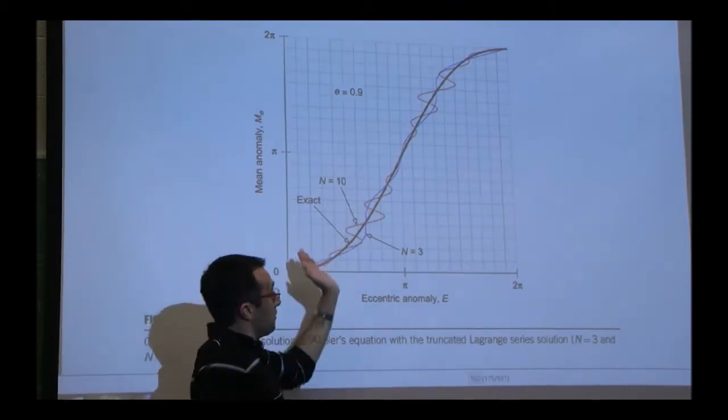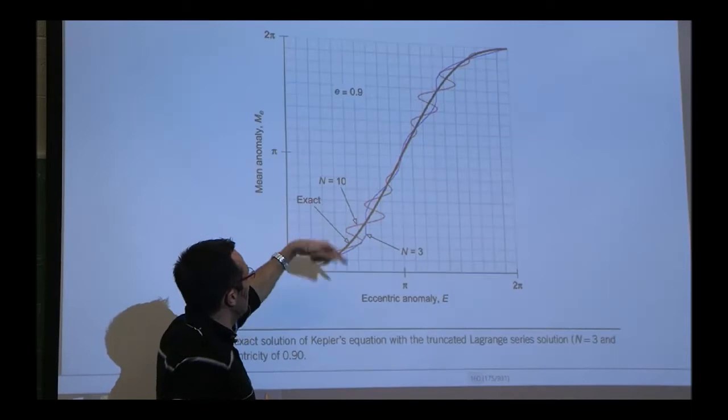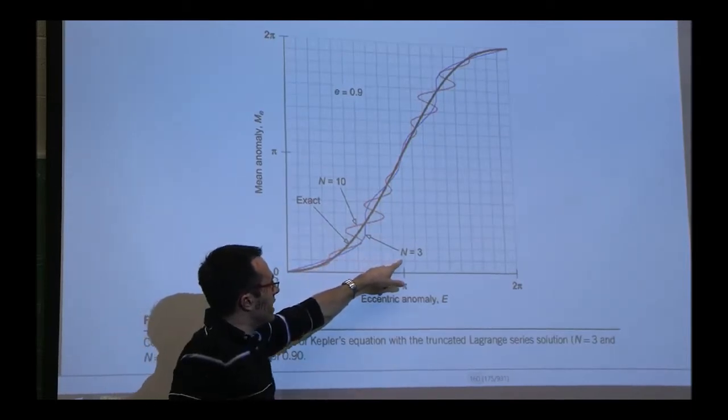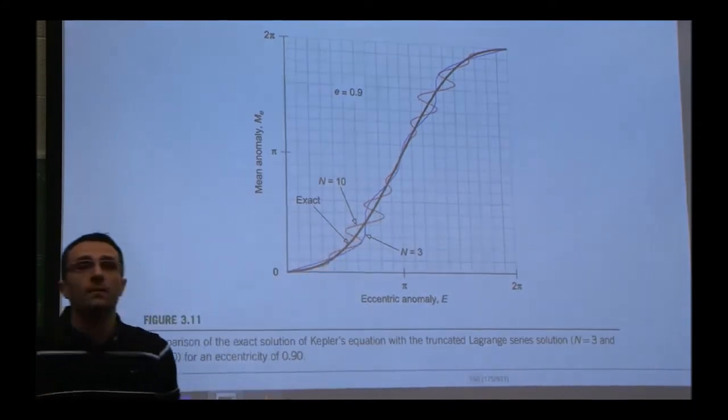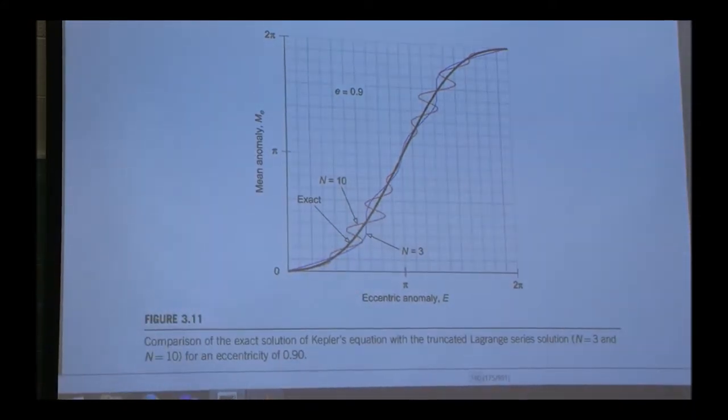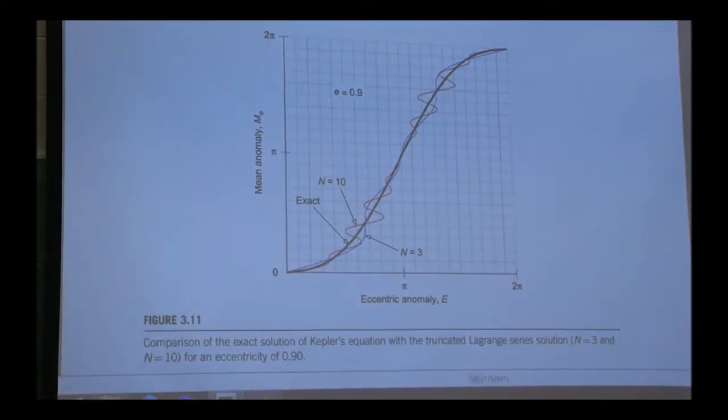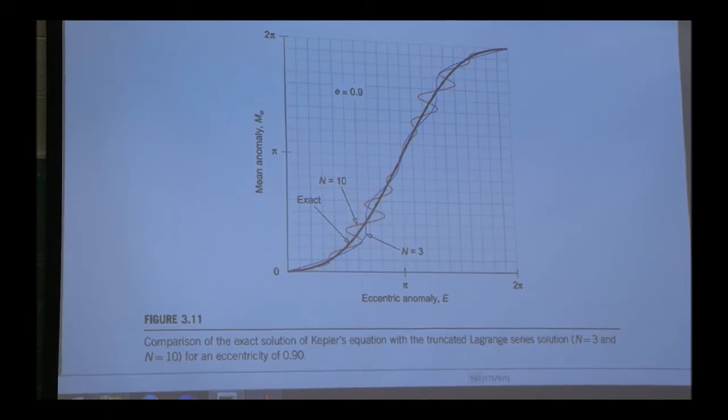So the black line is the real solution. And the blue one is with the Lagrange series with 3 terms in the series. And the red one is when you have 10. And of course, it's worse. The curves just don't look like each other.